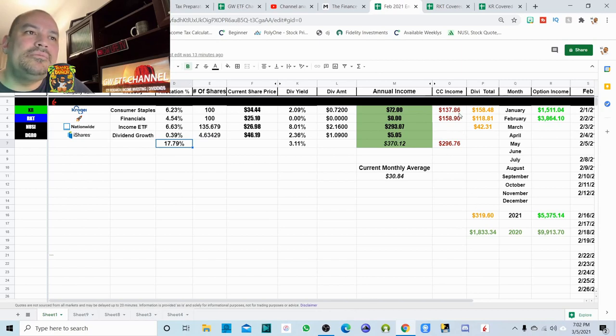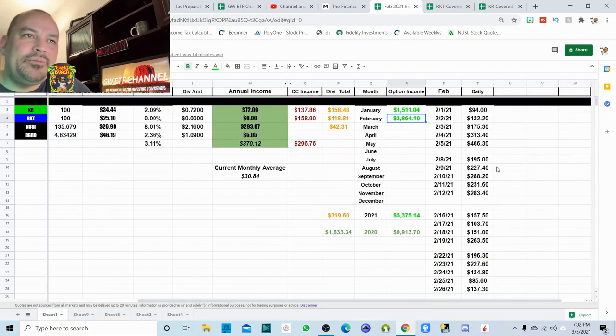So, covered call income for the month of February, $296.76. Dividend total for the month of February, $118.81. I've already thrown in March in there. Option income, there you go, for February. You'll see I made money every single day in February. Options income, $3,864.10. So I had a great month in February.